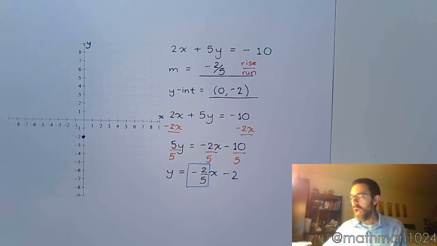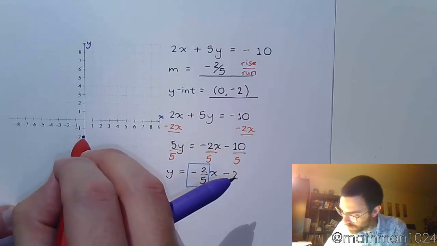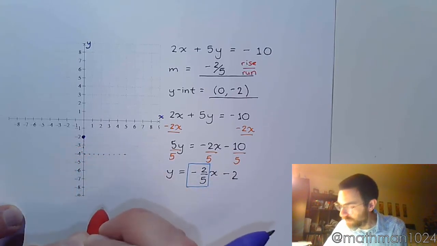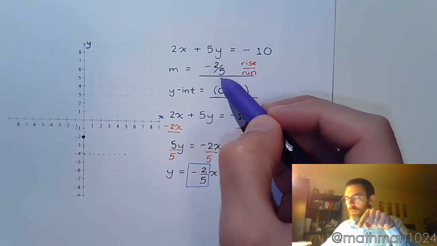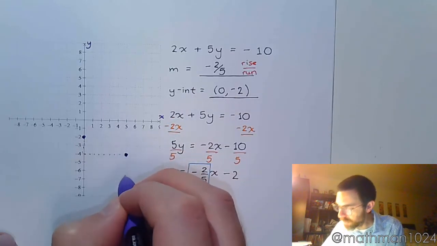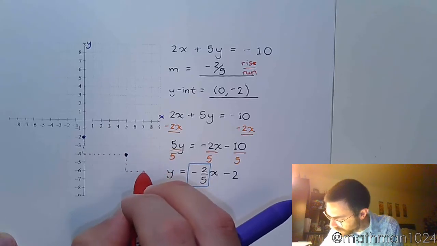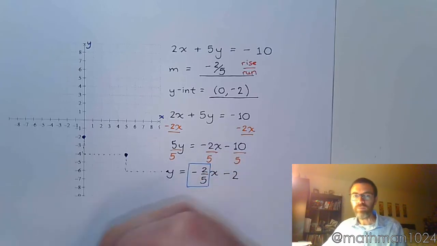So that means I would have a rise of -2, which means from here I would go down 2 units and then go to the right 5 units. So that's a rise of -2, so going down. But it's a run of +5, so go to the right. And you can keep doing this. If I go down 2 and over 5, I'm going to end up just off screen, about right here.